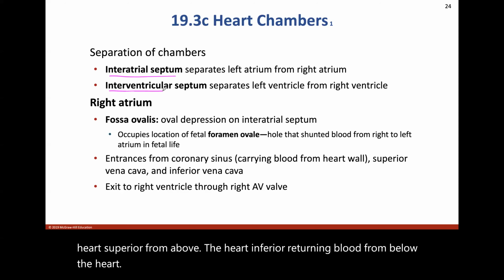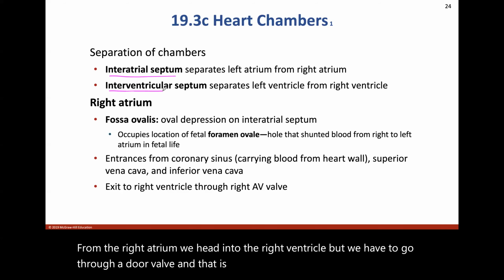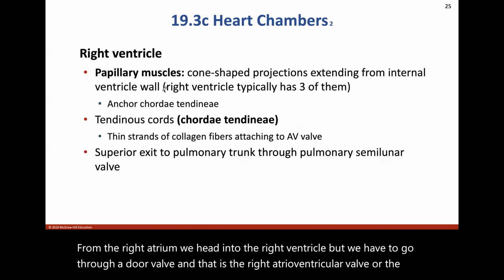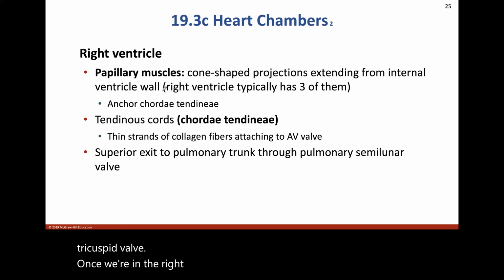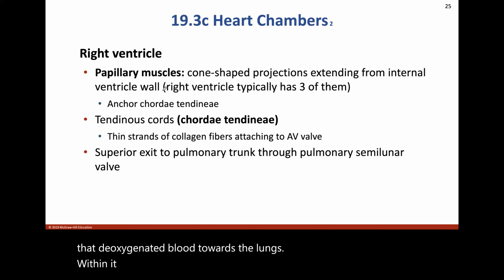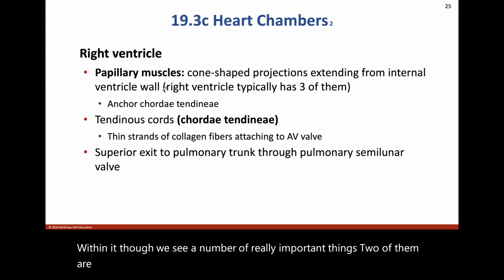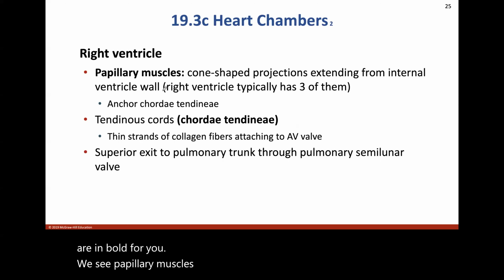From the right atrium, we head into the right ventricle, but we have to go through a door, a valve, and that is the right atrioventricular valve or the tricuspid valve. Once we're in the right ventricle, we're basically going to be pumping that deoxygenated blood towards the lungs. Within it, we see a number of really important things. Two of them are in bold for you: papillary muscles and chordae tendineae.